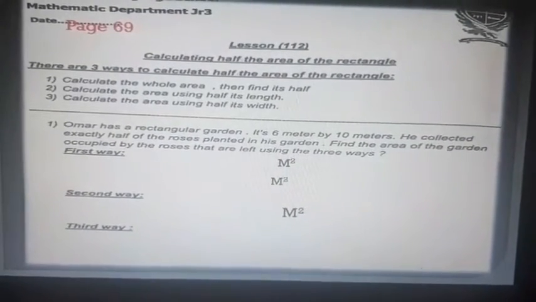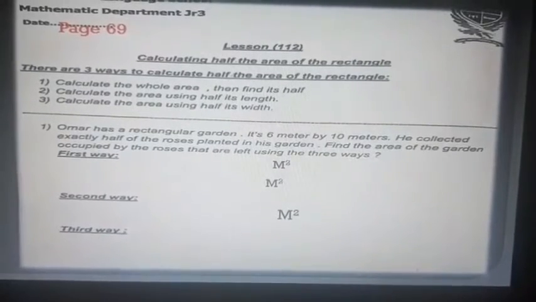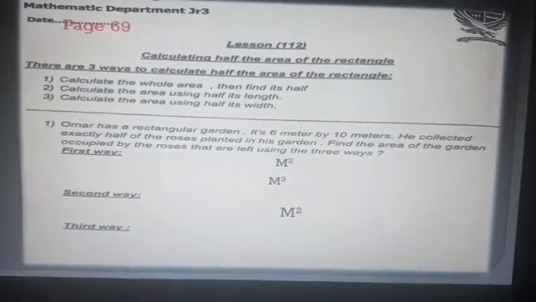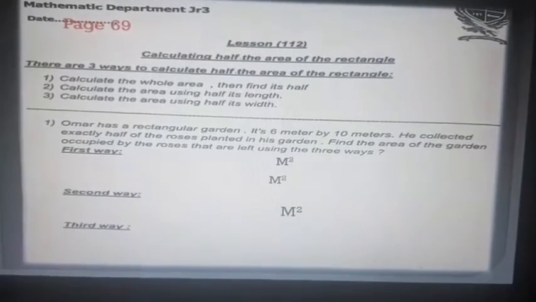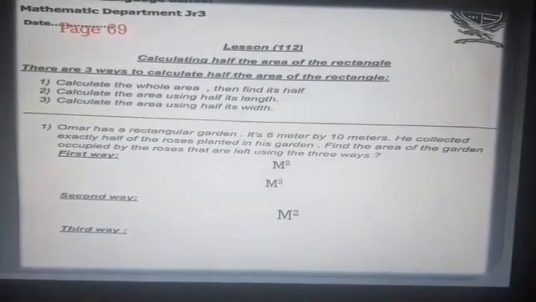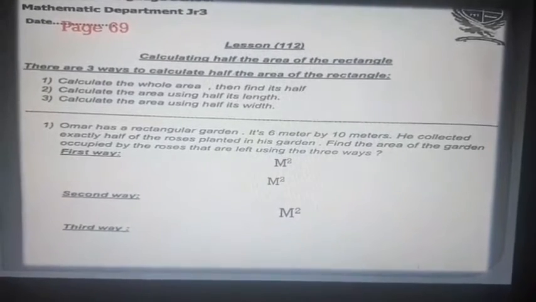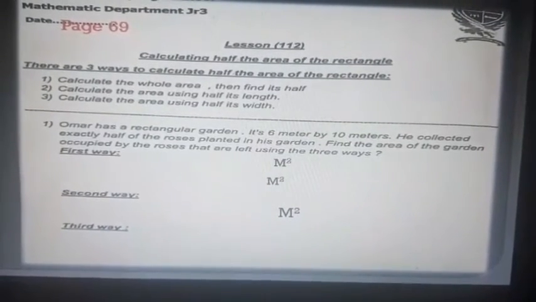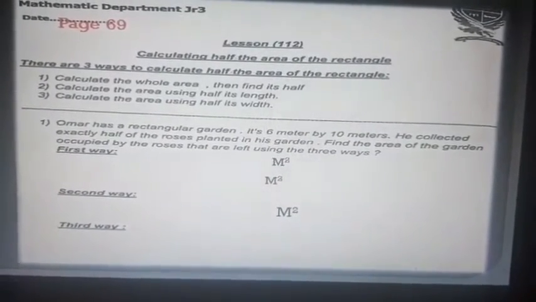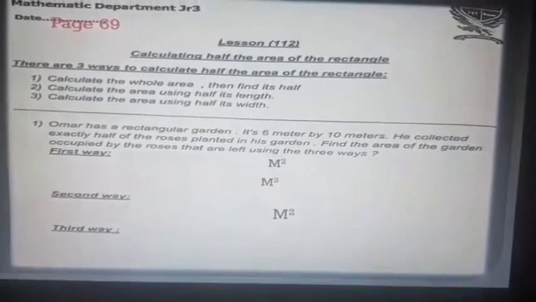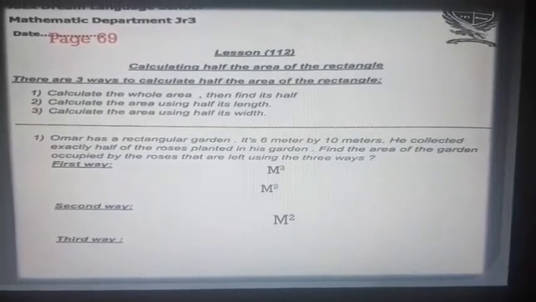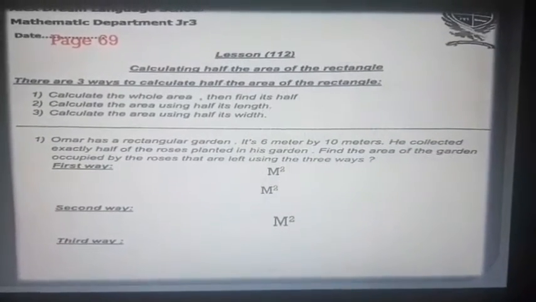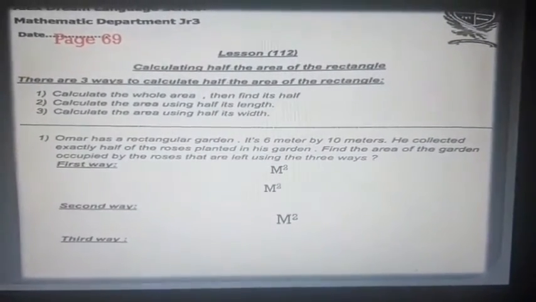Number 1, I will calculate the whole area. What is the meaning of the whole area? Remember with me, the area of a rectangle equals length times width. So I will calculate the whole area, and then I will get the half. And we said before, how to get the half of any shape. Yes, divide it by 2.